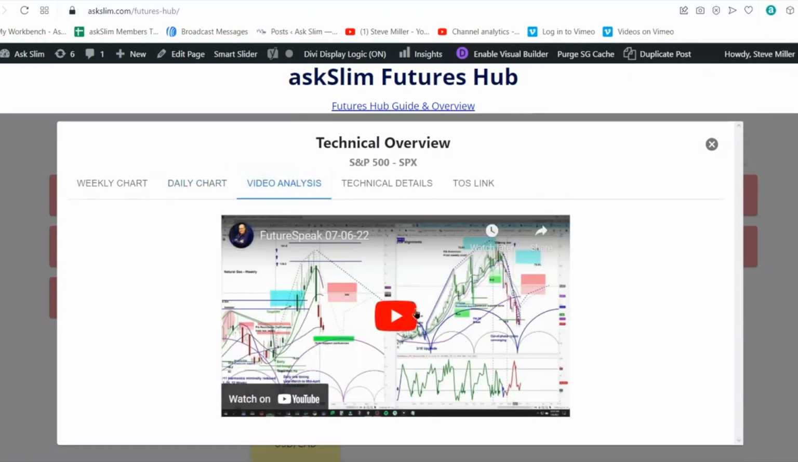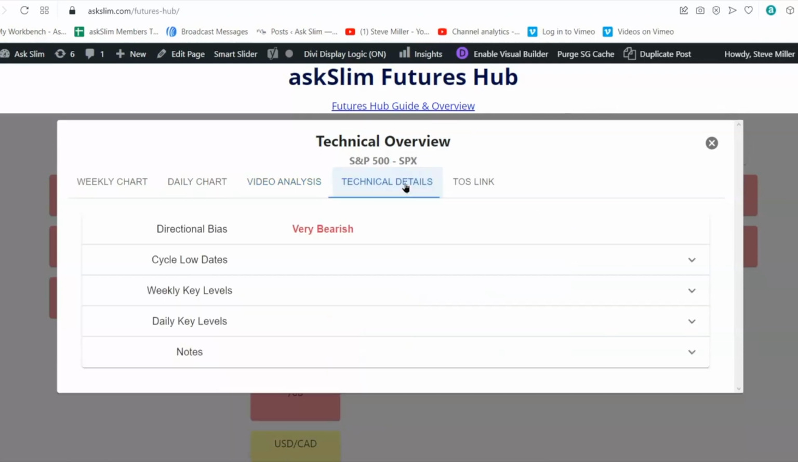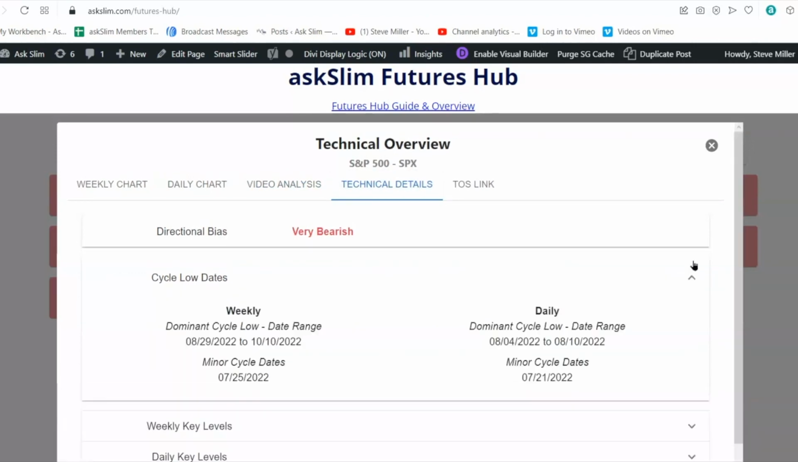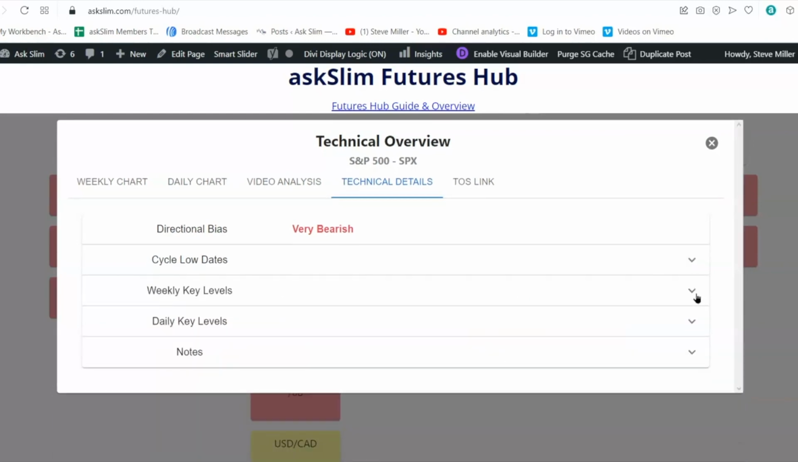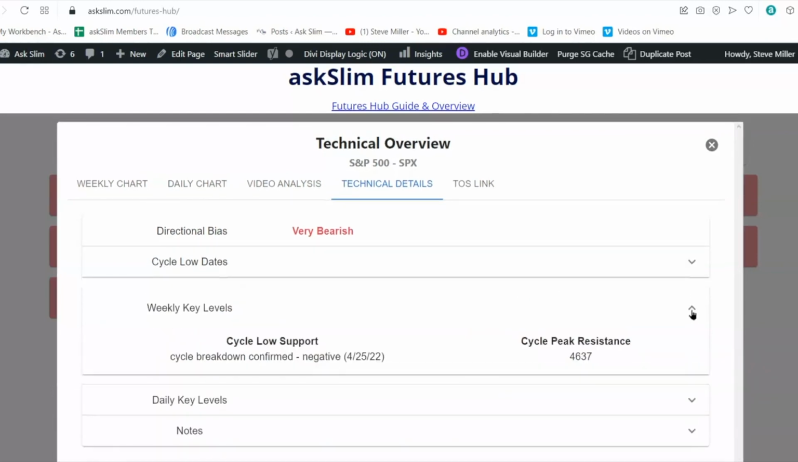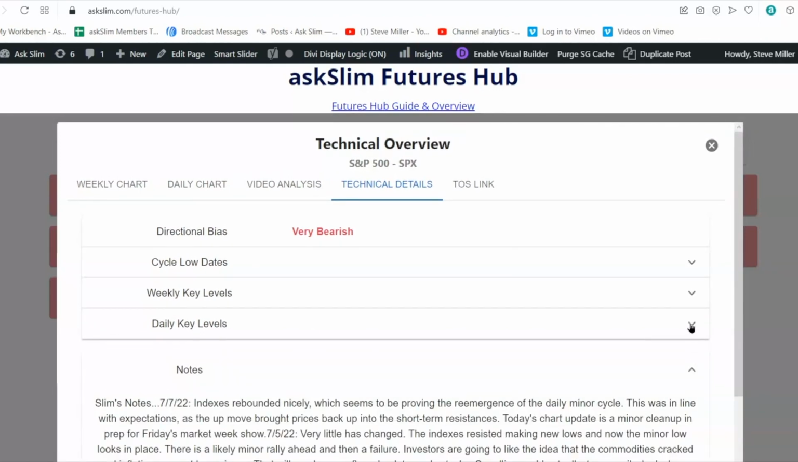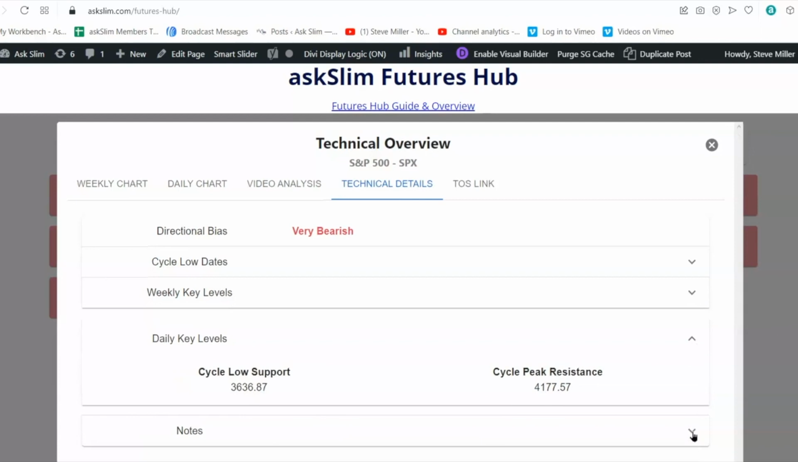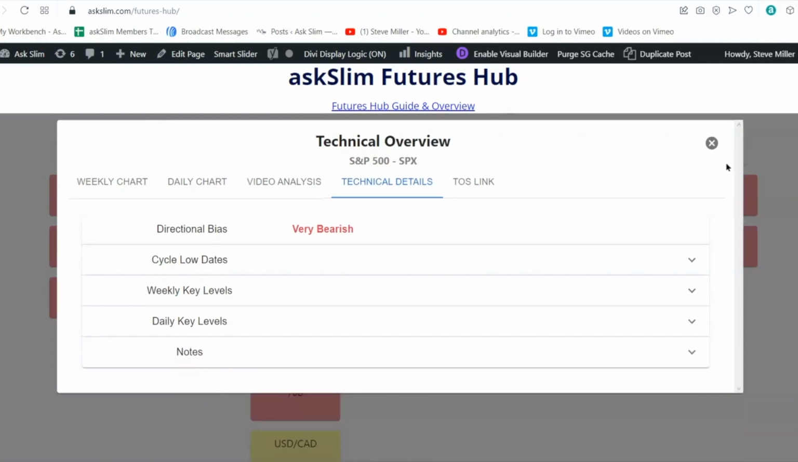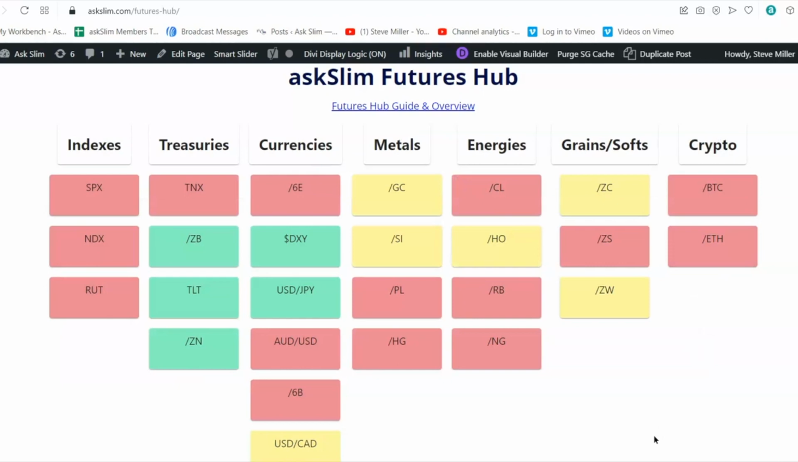Here's our video analysis, so you can just go directly to the Future Speak where that is and watch just that segment right over there. Here's all of our technical details in there. You can see the directional bias is very bearish. The key low dates in the daily and weekly, the very key levels right in here. And all of the notes that I put up get put in here so you can see everything that I'm saying about the market. So this is just a fantastic thing on the Futures Hub with all of these futures that I think are followed by so many thousands of people that are in here.